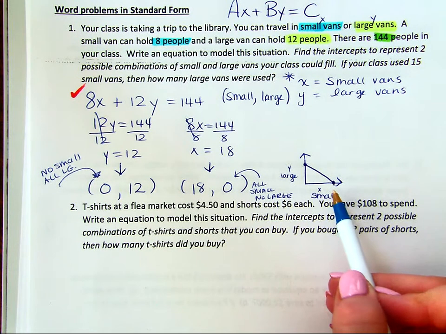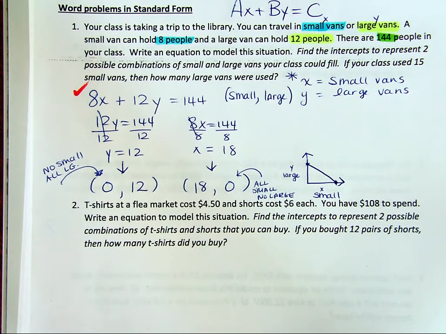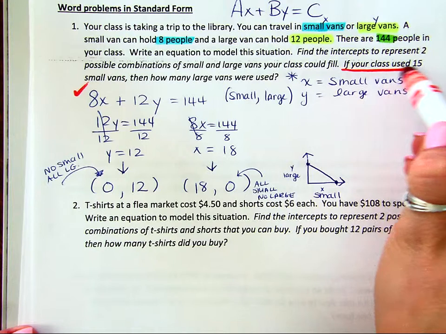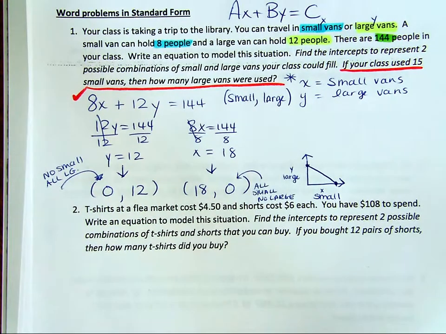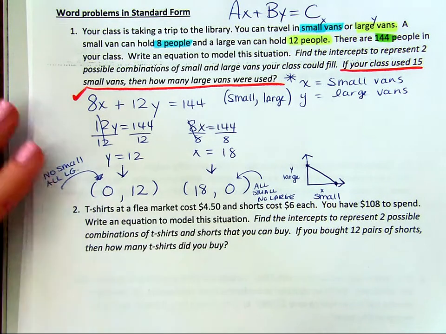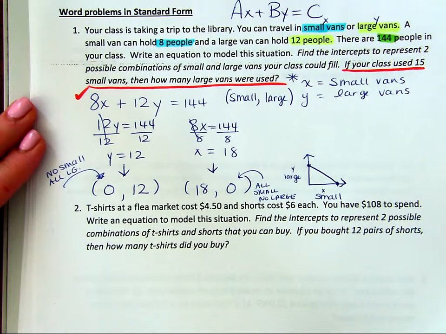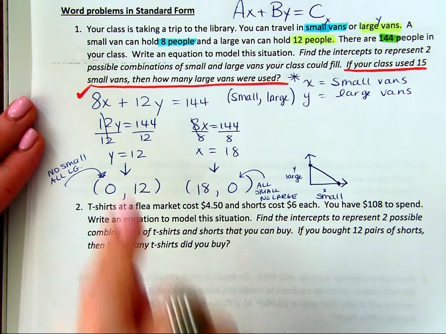Now, here's the next question, because you're not done. Because you have to answer, if your class uses 15 small vans, then how many large were used? And the good news is, this question is answered the same way as the previous lesson. You just plug it in, right? But you got to know where to plug it in too, right? So you have an X and a Y.